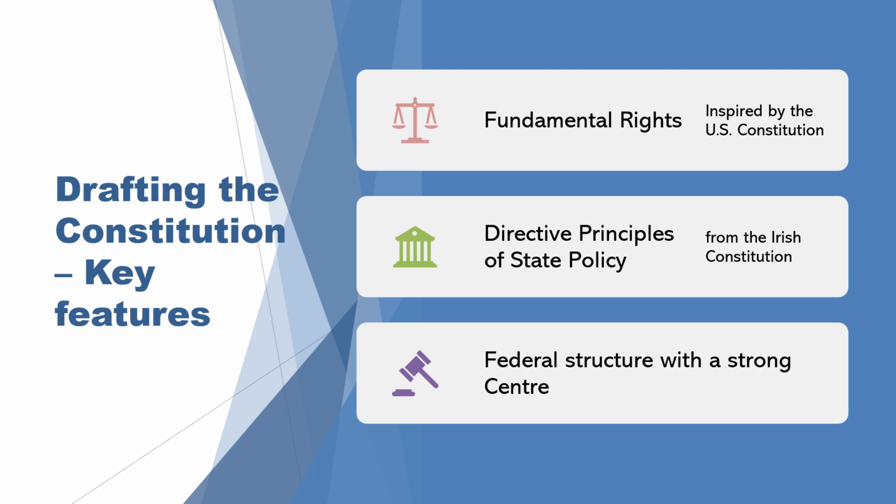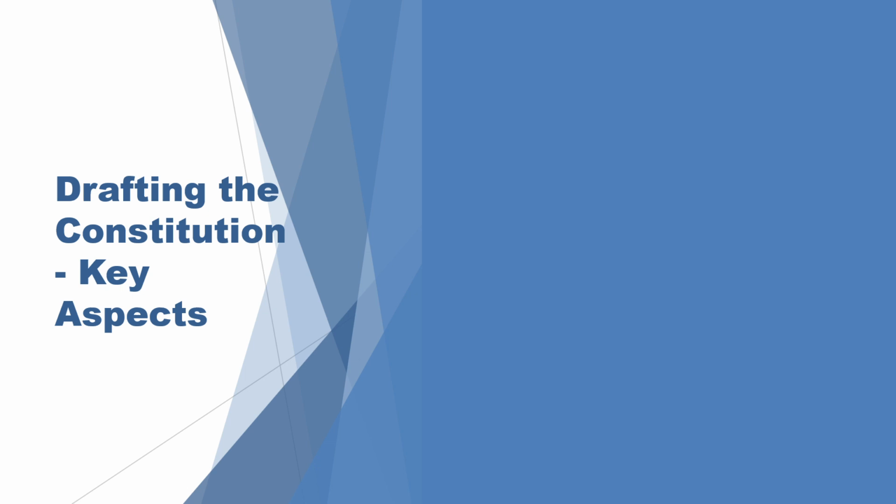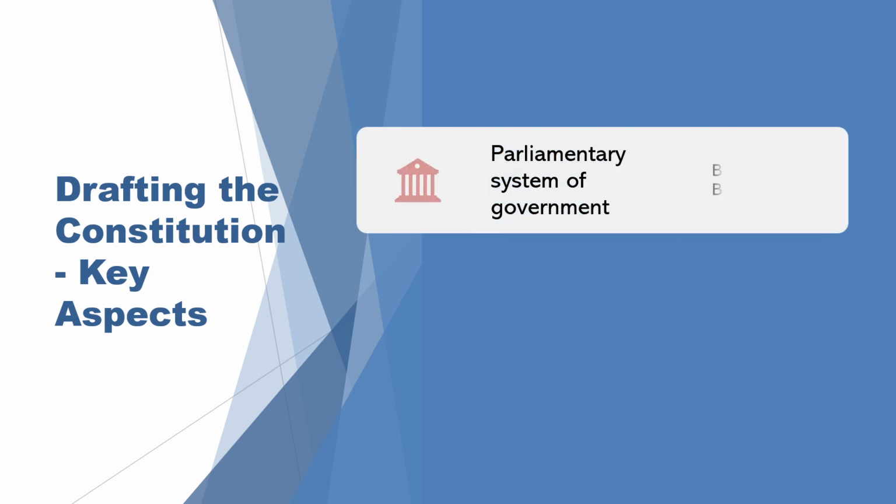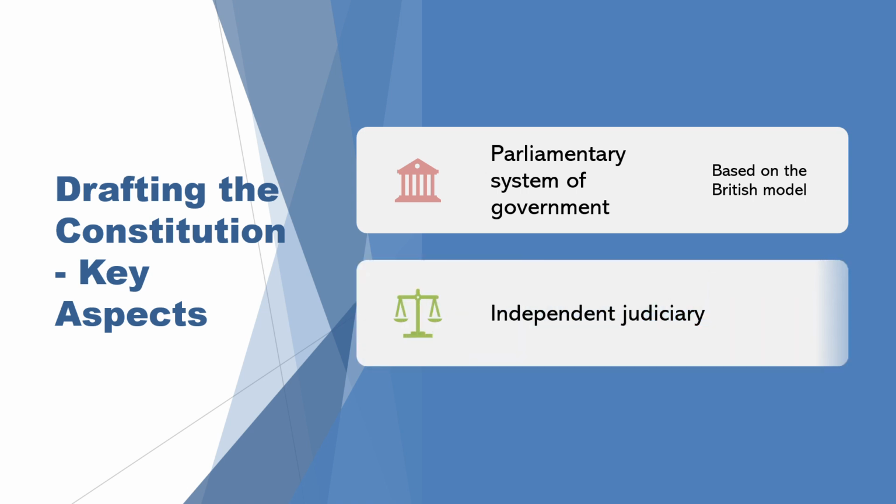Third one is federal structure with a strong center. The Constitution established a quasi-federal structure with a strong central government, ensuring unity and integrity. Fourth one is parliamentary system of government. Based on the British model, this system ensured a responsible government with an executive accountable to the legislature. Fifth one is independent judiciary. The Constitution provided for an independent judiciary to uphold the rule of law and protect constitutional provisions.